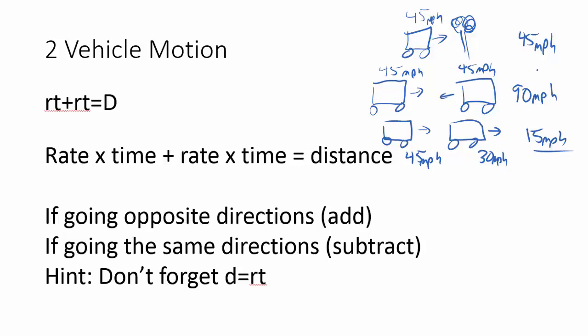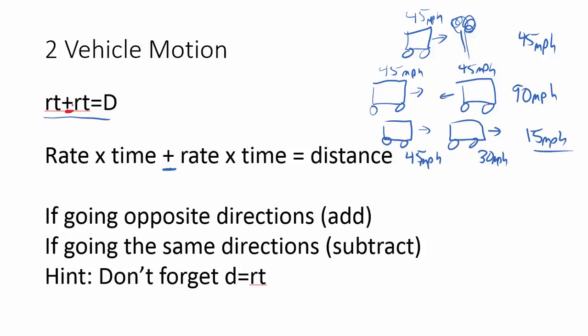So why did I go through all that? This is to help you remember something in this two-vehicle motion formula that I'm going to use, which is RT, or the rate times the time, plus, and I'm going to put a minus down here too, the rate times the time equals the distance. And again, same thing here. I'm going to sneak a little minus sign down here. I'll show you why in a second.